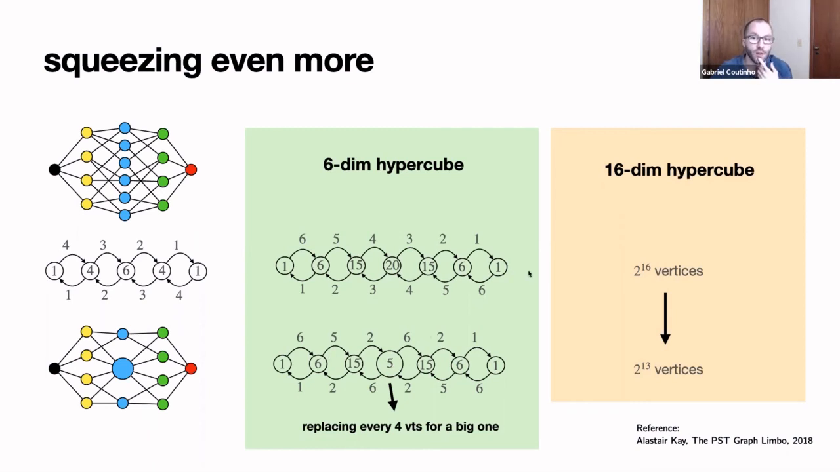And he tells us that the best he could find was the 16-dimensional hypercube, which by performing this trick in some places, he could reduce from 2 to the 16 vertices to 2 to the 13, which of course is still exponential in 16, which is the distance. I mean, we are talking about distance 16, and we are needing 2 to the 13 vertices instead of 2 to the 16. Still, we improved a lot, but we're still quite far from a qubit function on 16, okay? And this all appears in this very nice paper, the PST graph limbo.